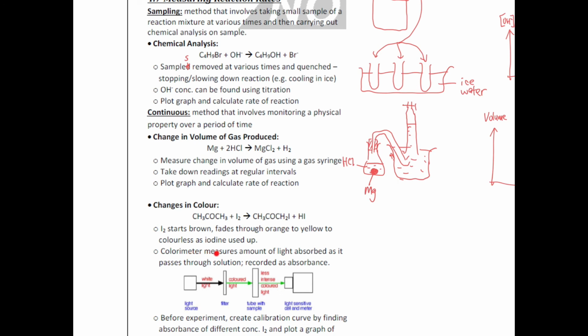to measure the color, the intensity. So it measures the amount of light absorbed as it passes through the solution, recorded as absorbance. You use absorbance, so your graph is absorbance versus time.